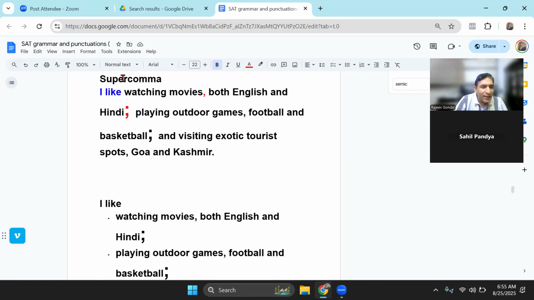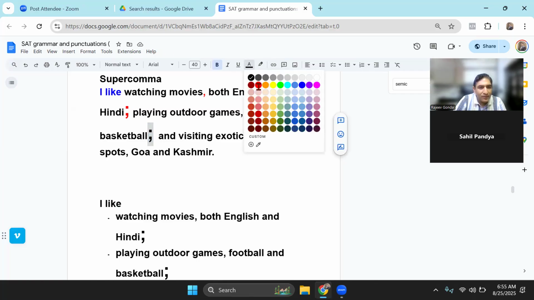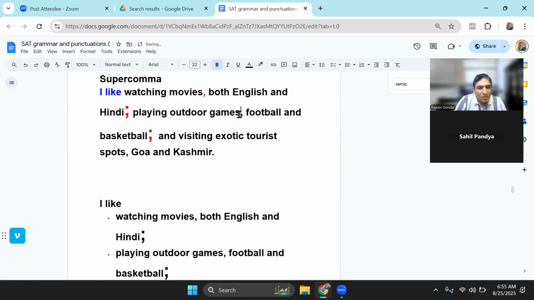The other thing which I like is what? Playing outdoor games. Now, my story doesn't end there with outdoor games. I want to further expand it. So I put a comma and I give the names of the outdoor games: football, basketball, and again a semicolon. So does it make sense to you? Do you see what's going on? Can you explain it in your own words?